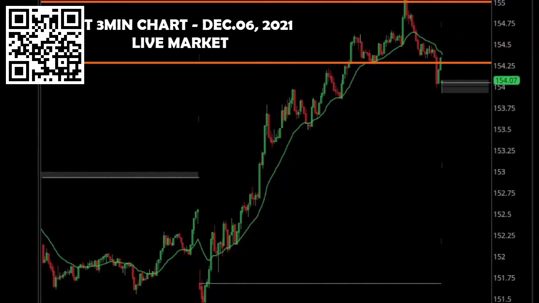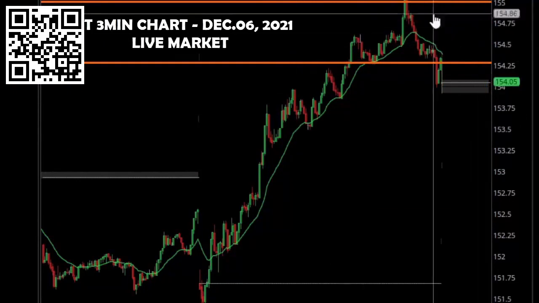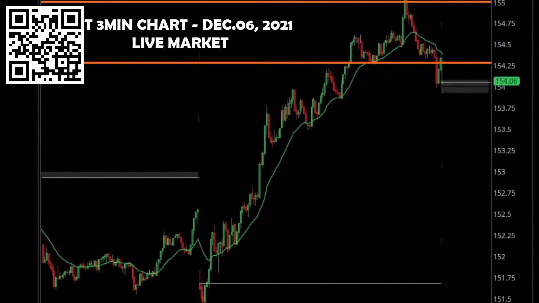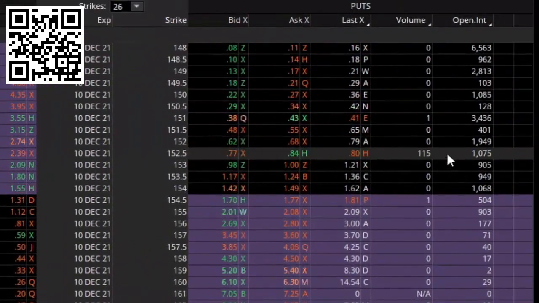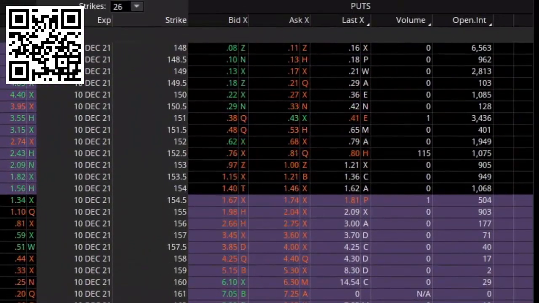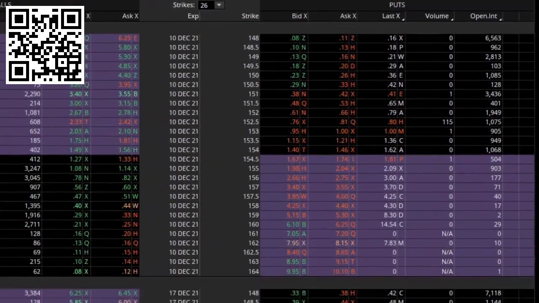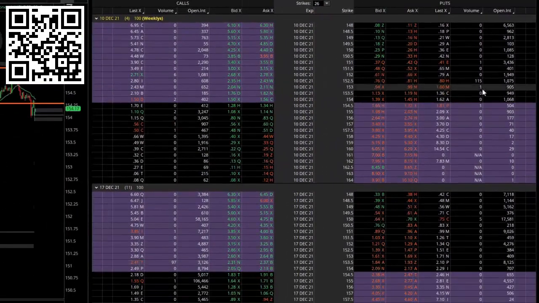154 was the level. Once again, the bull case needs to go above here. If it bounces and fails below 154, we can have a pullback. That's what I'll be looking for, a possible fade here on the selling zone. So we have some volume, a small amount. On the puts, 152.5, we have some put volume, not that much. We also have some calls, but small ones, more on the put side.